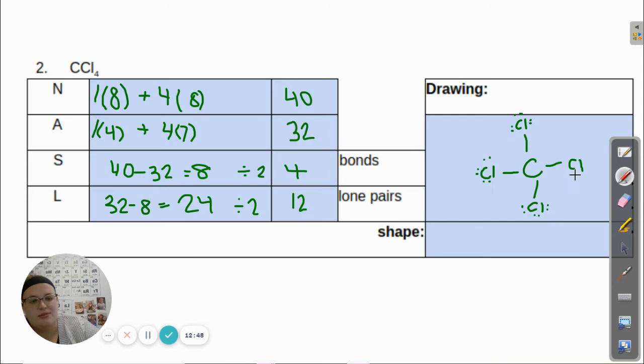So the shape on this one, I have 4 areas of electron density on the central atom, 1, 2, 3, 4, and 0 lone pairs on the central atom, so that means the shape is tetrahedral. So that's how you do the next one.